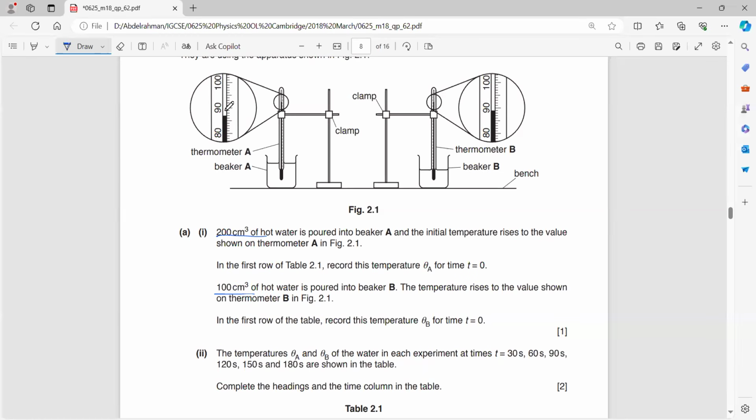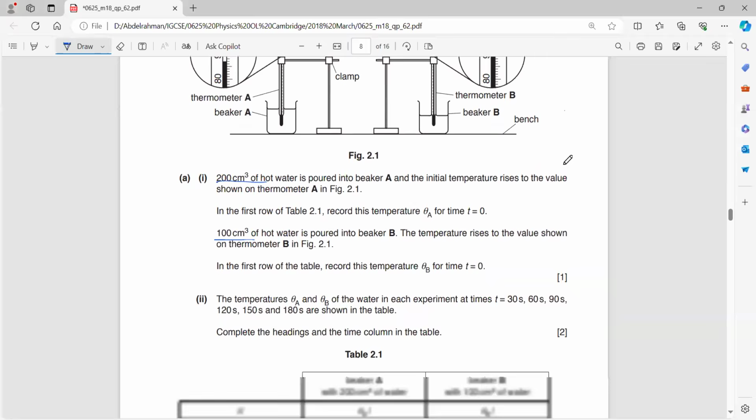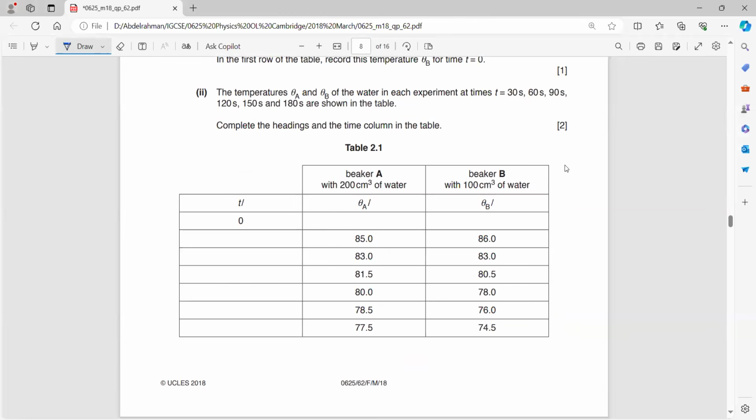Thermometer A has a reading of 87. Please do not write 80.7. I've seen this common mistake. It's not 80.7, it is 87. And thermometer B is 89. That's quite easy. 87 degrees and 89 degrees.